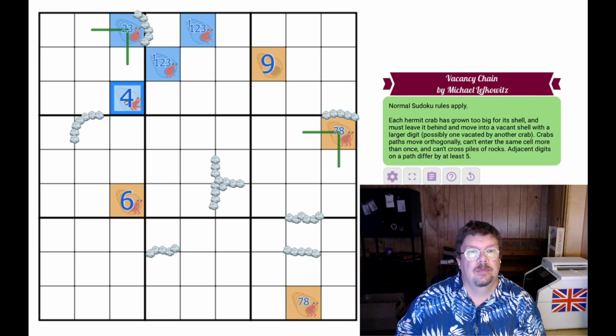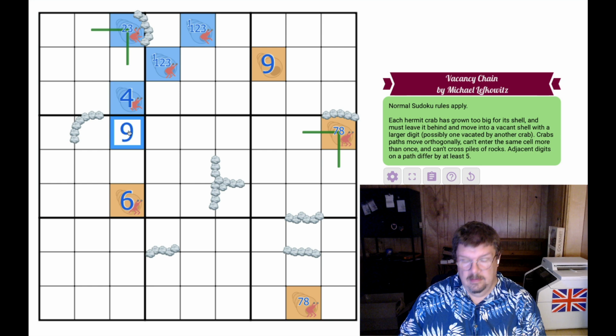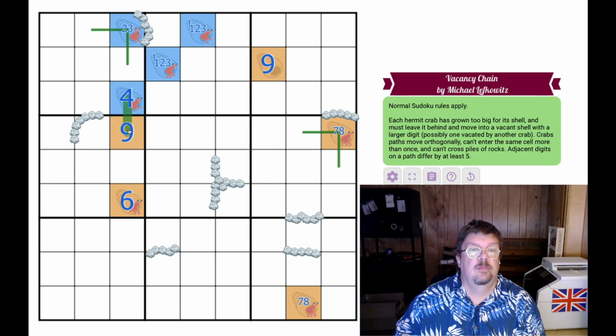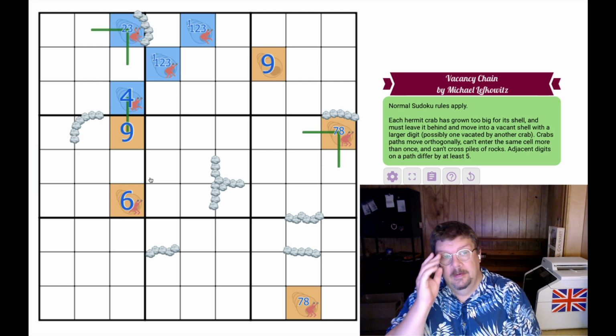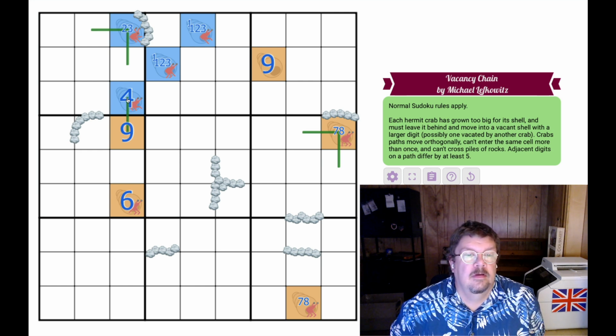Okay, so now I need two 9s for this. I need one in this column and one in this row. Clearly that can't be a 9, so that's a 9. Oh, that's a digit. We'll mark that in. So now this goes from here, could go there, could go here.